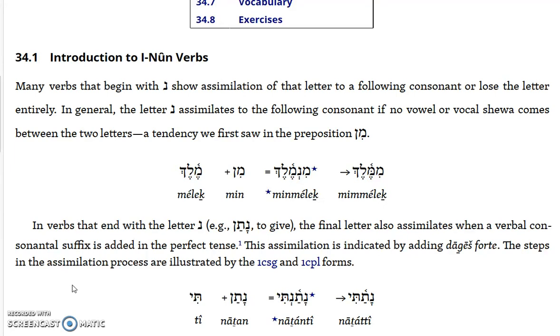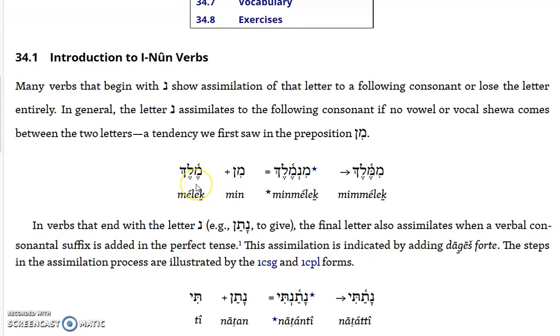Now, noon has a tendency to assimilate. You might call the noon a chameleon. It tends to want to blend in with the background. It wants to be just like whoever it's next to. And that will cause it to assimilate. Now, we've already seen this with preposition min.